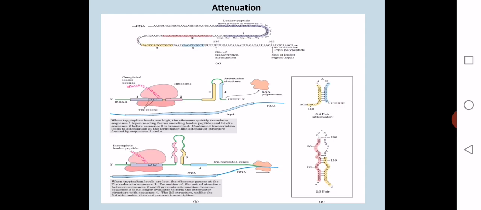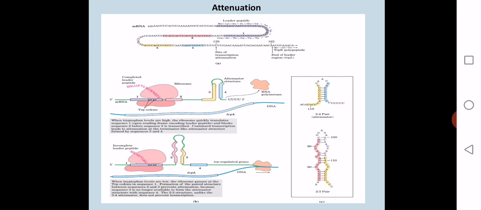So even if the ribosome waits for a long time, the tRNA cannot supply. So the ribosome will be halted. The ribosome will be halted in the sequence 1. So the sequence 1 is covered by the ribosome.